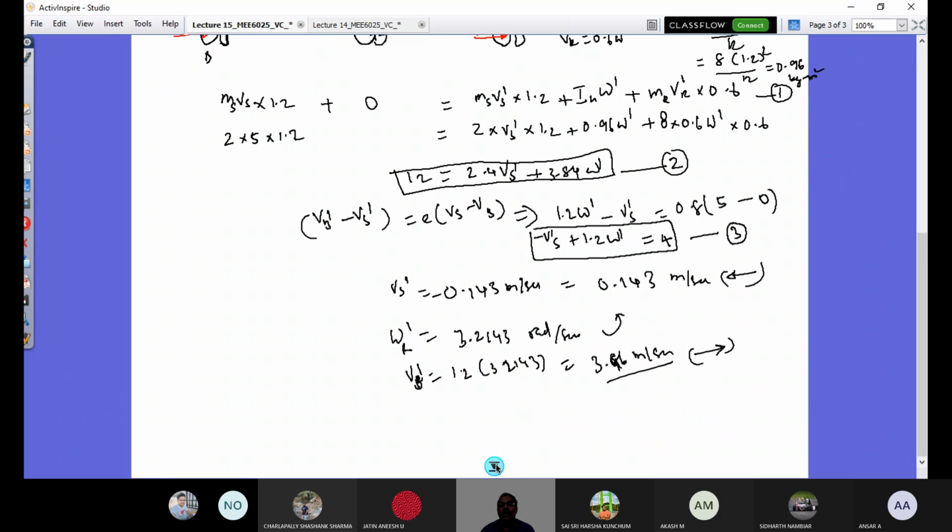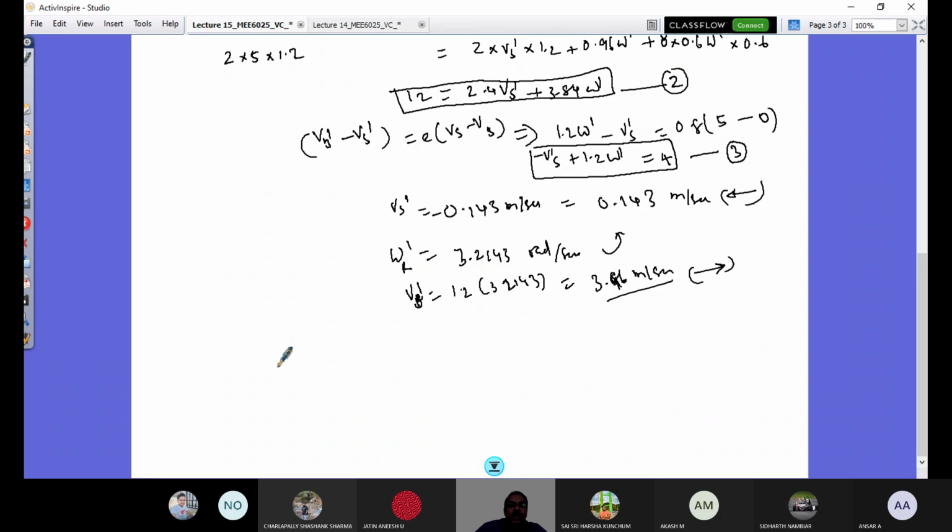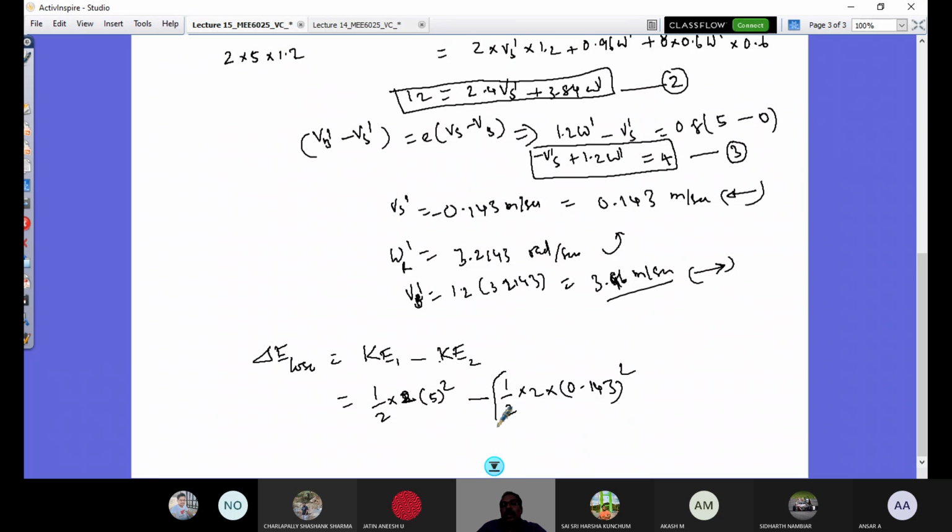Having found this, what is the advantage? We can calculate the energy loss. Energy loss is given by initial kinetic energy minus final kinetic energy after impact. Initially, the system kinetic energy is half into the mass of the ball, 2, into speed 5 squared. Only the ball has kinetic energy; the bar is stationary, so there is no component of energy from it. The final kinetic energy has both elements. Half into ms, that's 2, into Vs dash, which we calculated here, 0.143 squared.